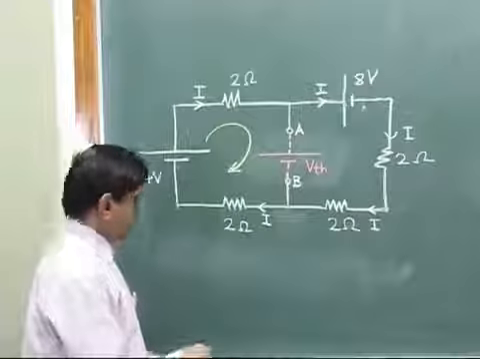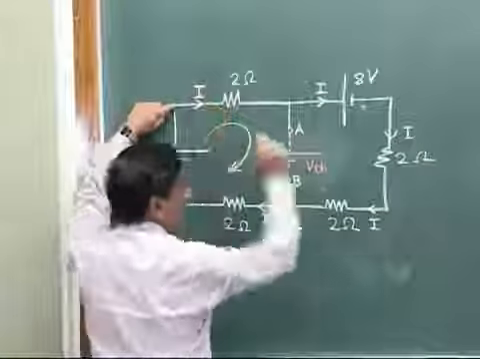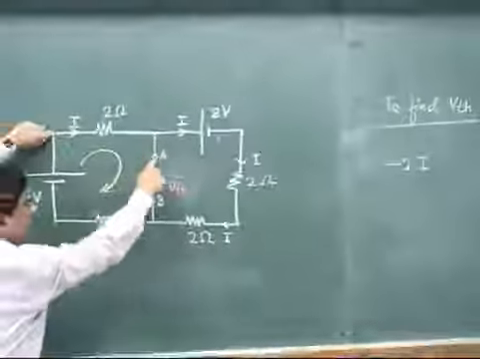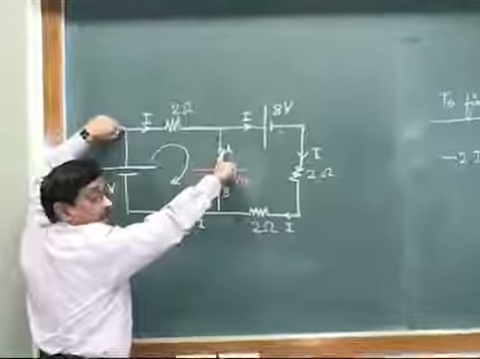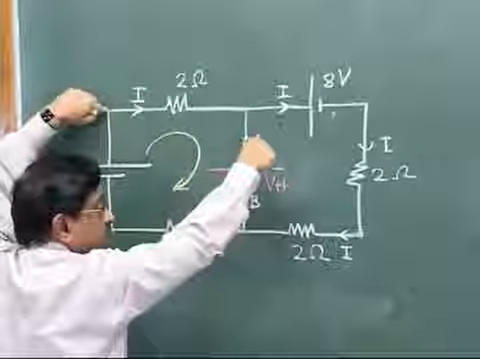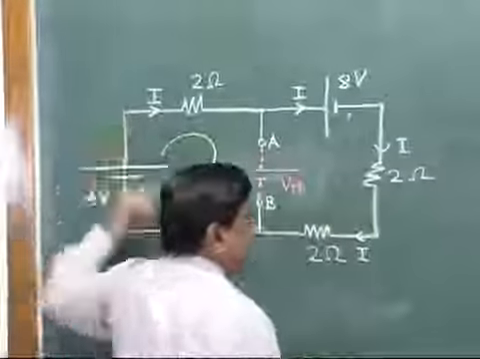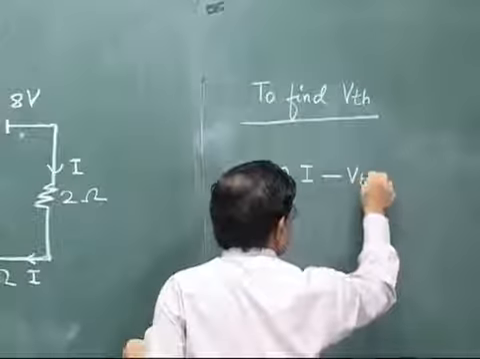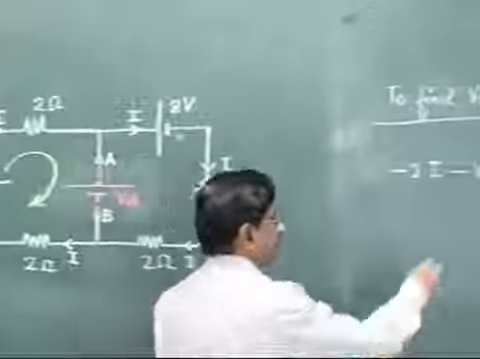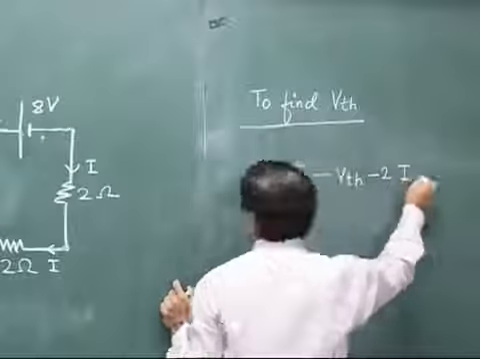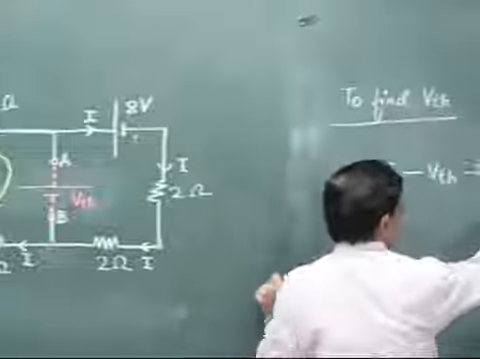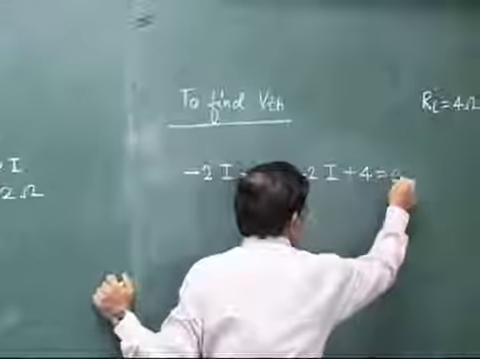And then write the loop equation. Again we start from this point, minus 2I. Now this is your loop, remember, because you have shown the voltage source across A and B. Now you reach this point. You are moving opposite, positive to negative, so it will be minus VTH. Next, you have reached this point. Now you have to go left, again minus 2I. And from this point to the starting point, plus 4. This all must be equal to 0.